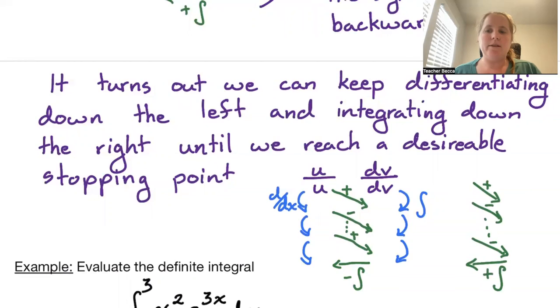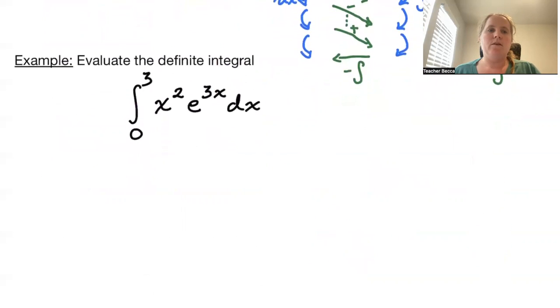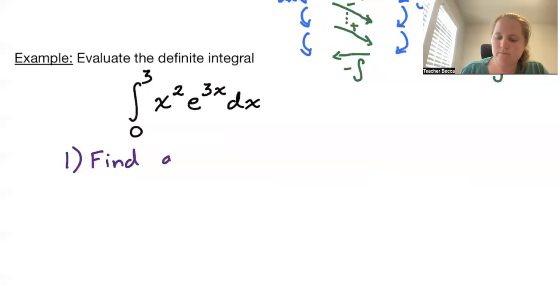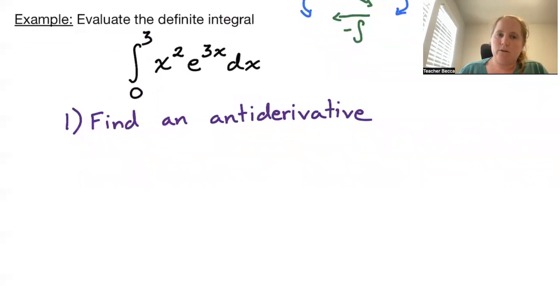So I have a couple examples. Let's go ahead and work through. First up, let's evaluate the definite integral from 0 to 3 of x squared e to the 3x dx. So again, the first thing we need to do is find an antiderivative. We are looking at the integral of x squared e to the 3x dx.